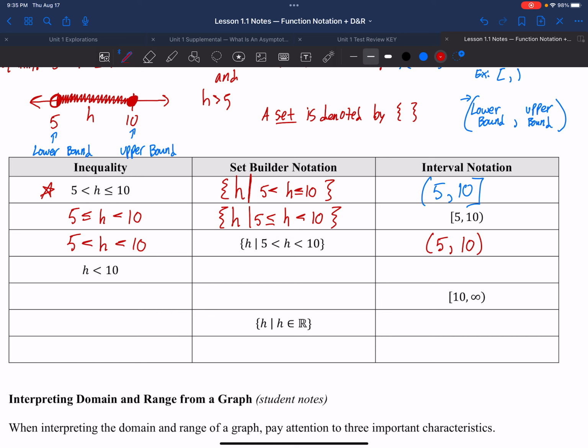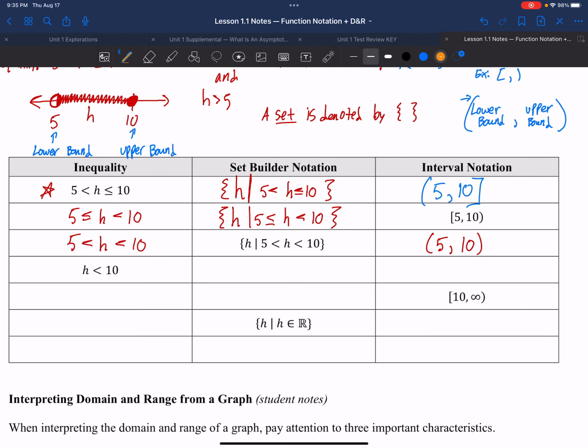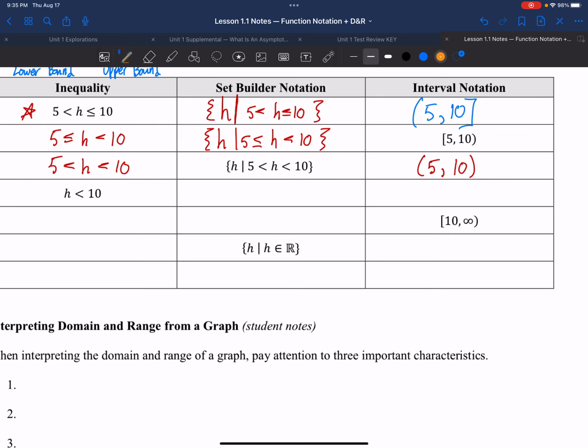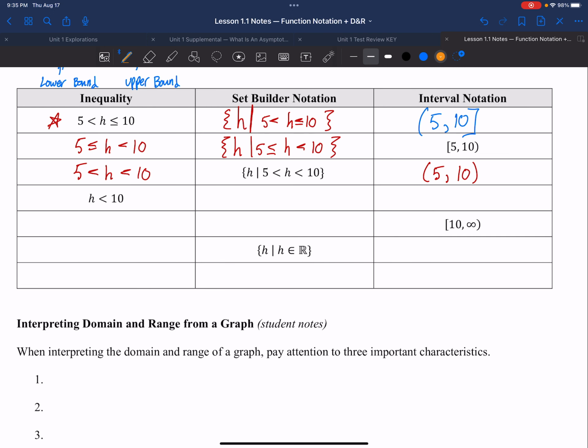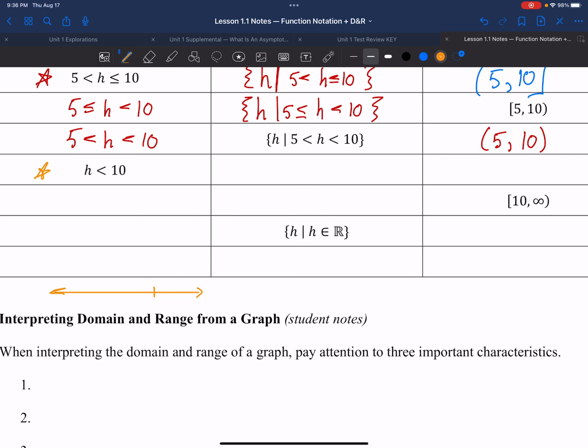So I say H is less than 10. I'm going to change to yellow here. I wish I had more space, but that's okay. Let's do H is less than 10. So I'm going to make a little number line. Okay, I'll star this. I'm going to make a number line, like so. What does it mean to be less than 10? Well, here's 10. H is less than 10.